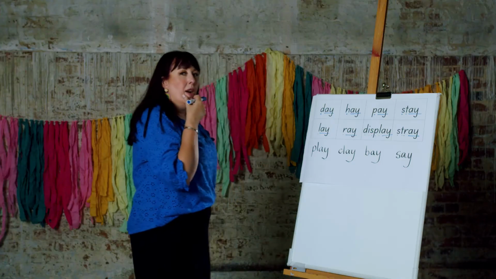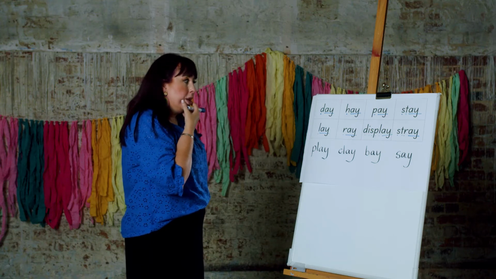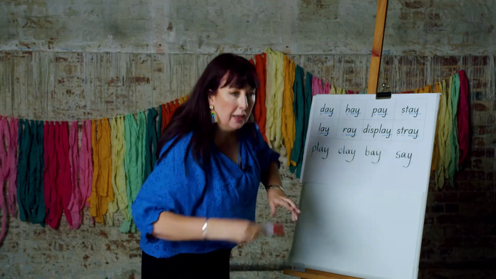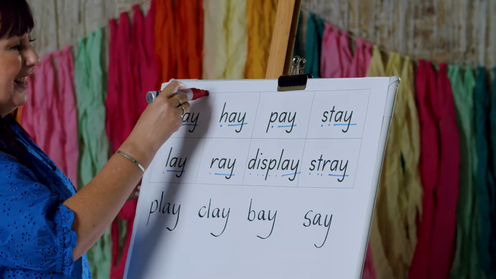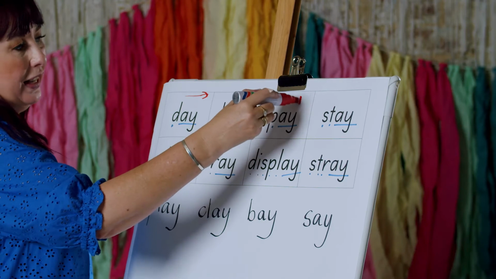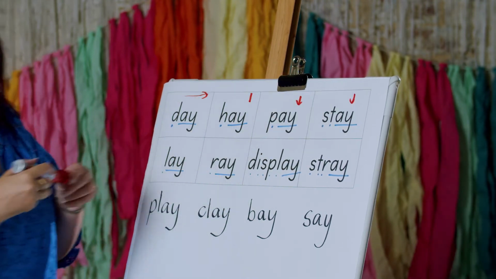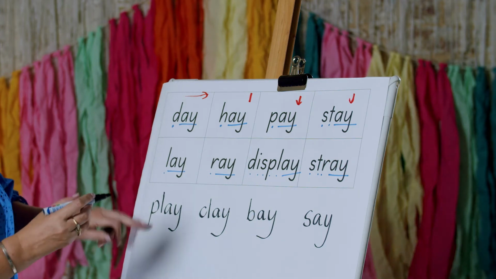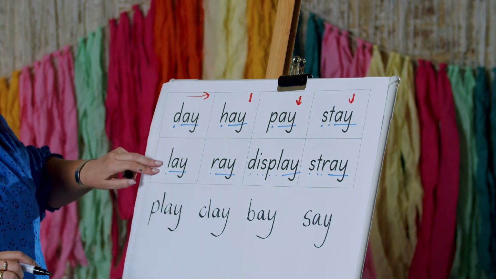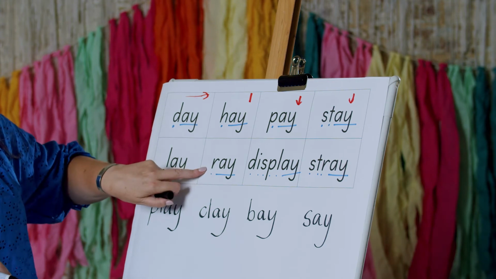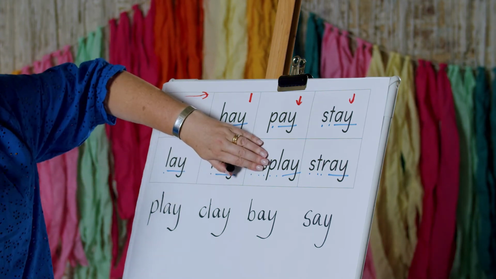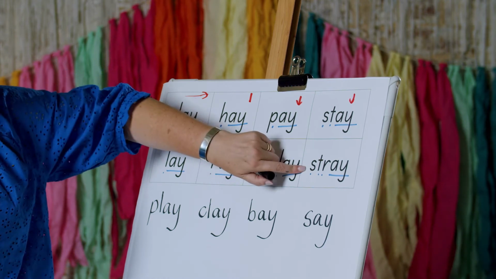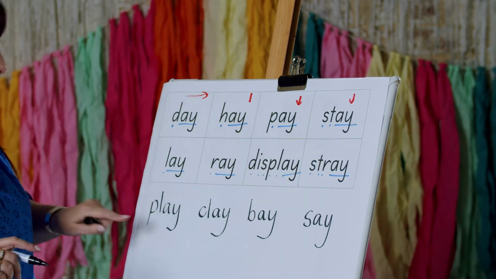Are you noticing what I'm noticing? I'm noticing that every single time I underline the AY, it's at the end of the word, isn't it? Can you see that? Every time, AY is at the end. Let's read these words together. Are you ready? Lay, ray. Remember that one was play with dis at the beginning. Display, good job. And stray, excellent work.